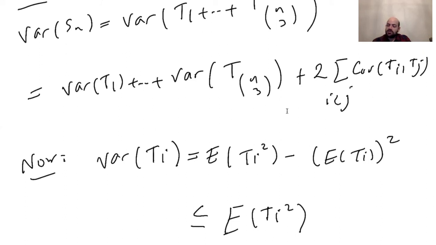Now in the second group, I have covariance Ti Tj. Covariance of two random variables, we saw last time, is 0 if those two random variables are independent.